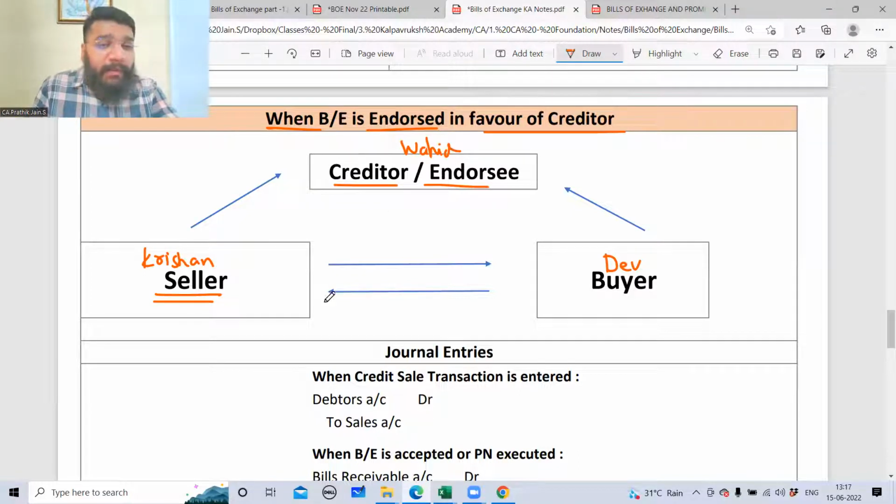Now, the reason is that, see, if the seller is having the bill, on the maturity date, he has to go to the bank or go to Dev and collect the money. Once he collects the money, he has to go and pay to Wahid. So one he has to go and collect, then he has to go and pay. Double work. So what seller is telling that, Dev, you have to pay me 30,000. And seller has to pay to this creditor or Wahid 30,000. So whatever bill I get, if I just transfer, the job is over.